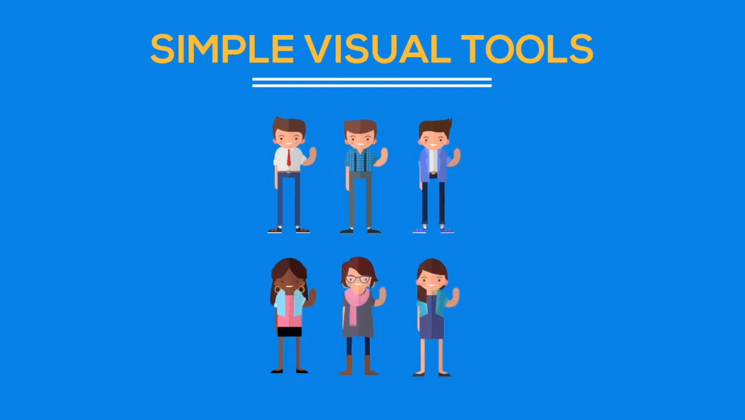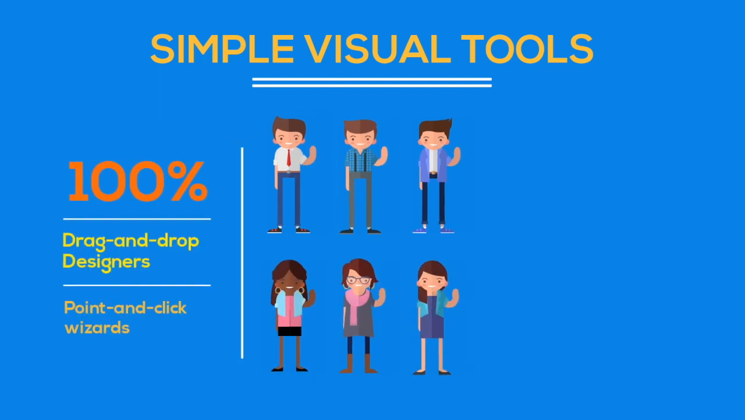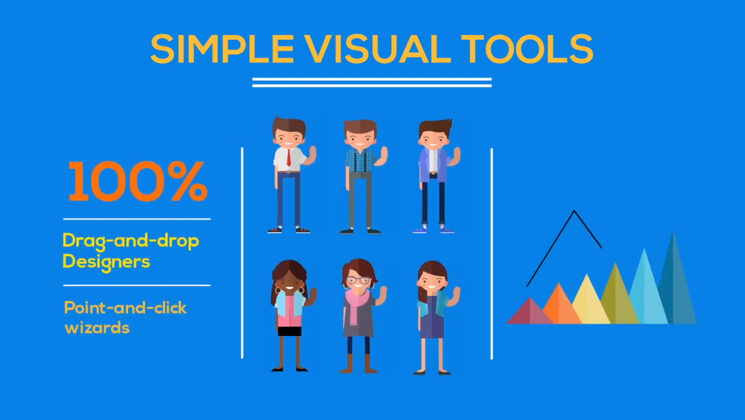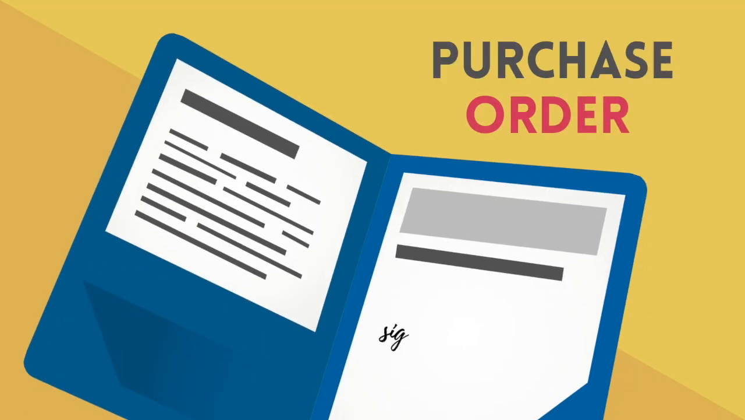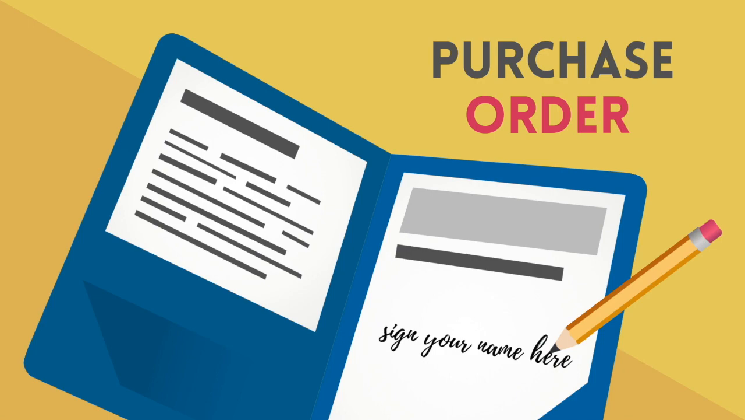What if your existing people could do it all using simple visual tools? Sounds great, right? With Frevo's platform, it's easy. Let's take a look using an example purchase order.